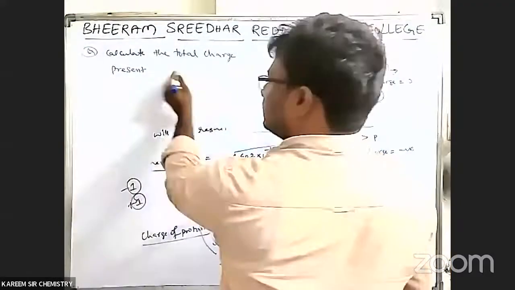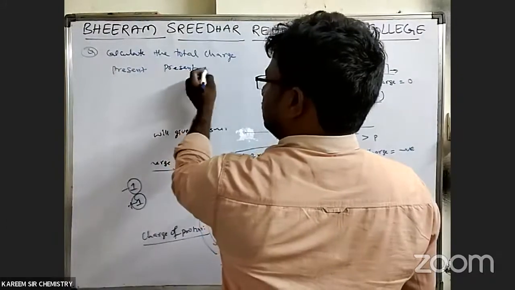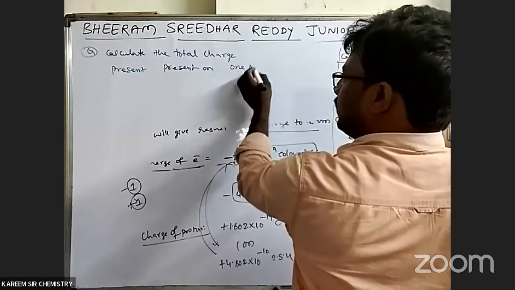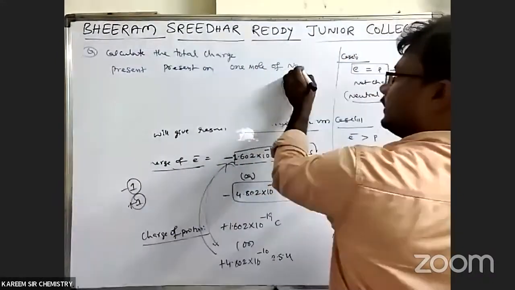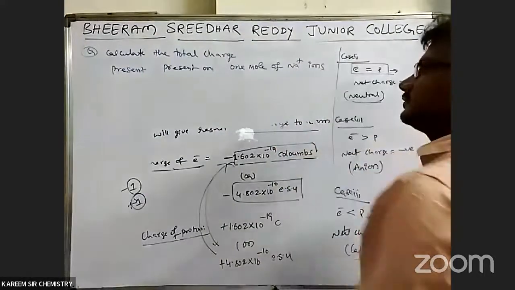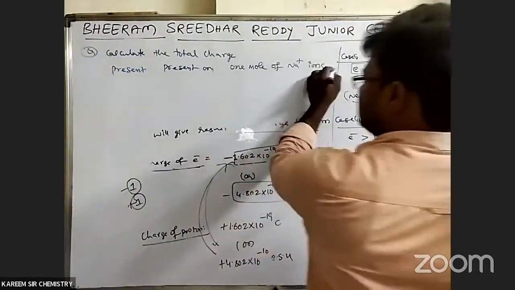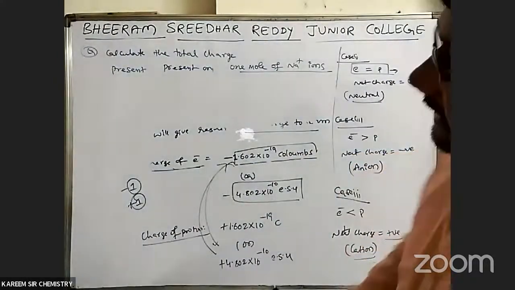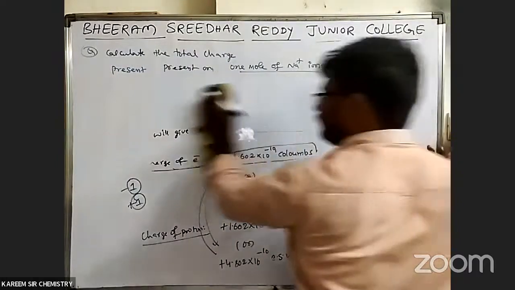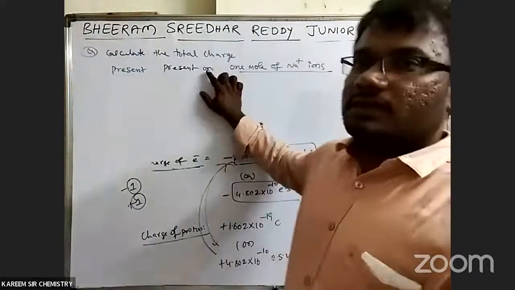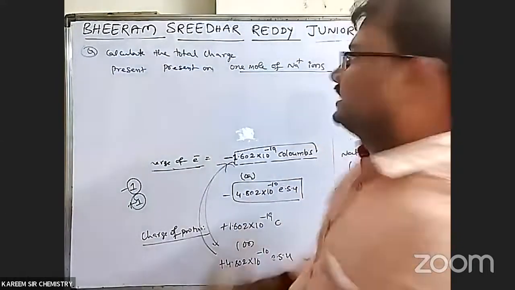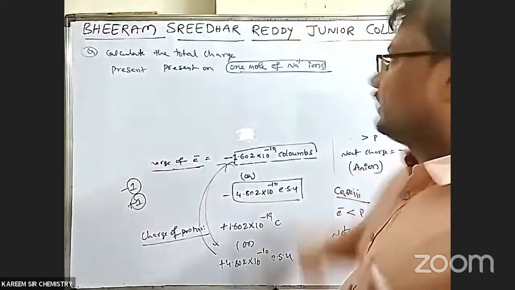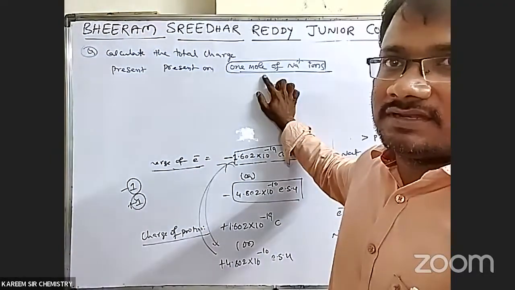Calculate the total charge present on 1 mole of Na plus ions. See here. Calculate the total charge present on 1 mole of Na plus ions. 1 mole, not 1 Na plus ion. 1 mole Na plus ion.